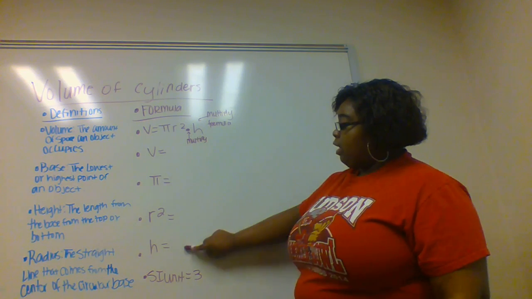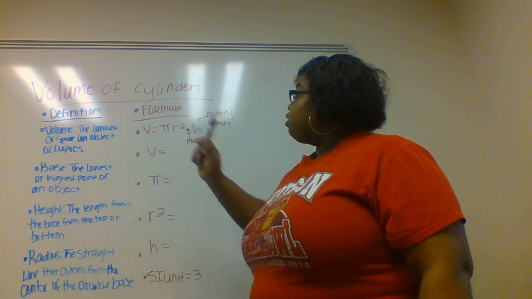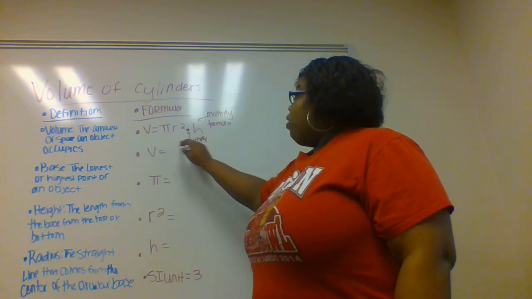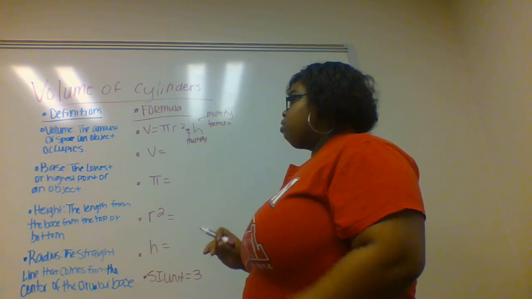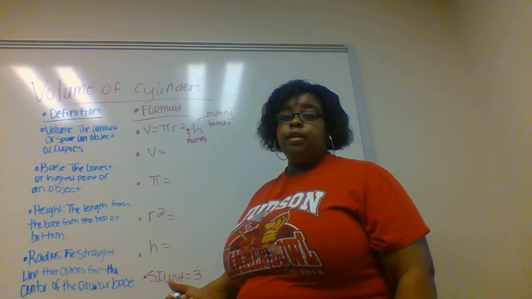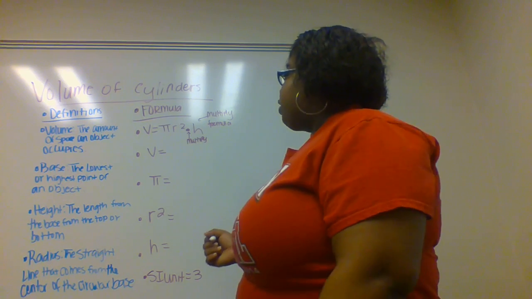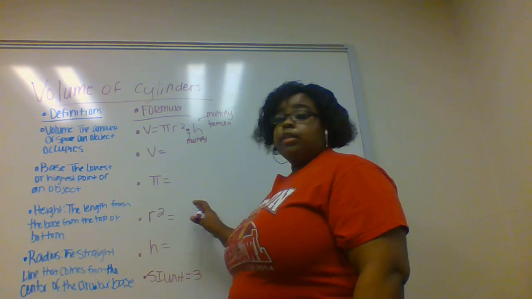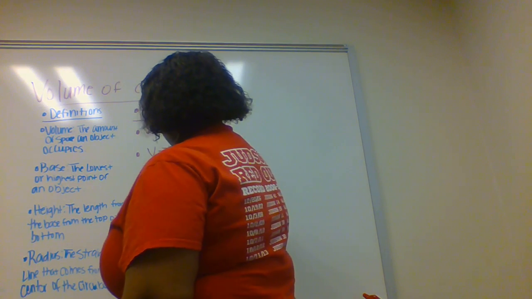So, with the blank spots that we have right here, we're going to actually fill out what each of the parts to the formula means. So, the first part that we have is V. V is simply going to equal our volume. So, in your journal, I'm going to need you to write V is equal to volume.